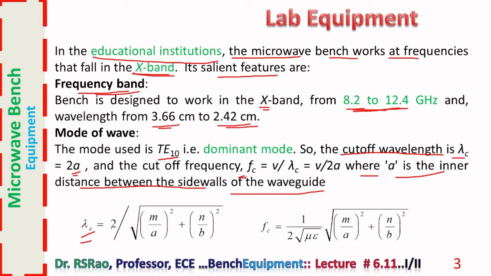Cutoff wavelength is equal to 2 by square root of (m by a) whole square plus (n by b) whole square. Cutoff frequency is equal to 1 by 2 root mu epsilon times square root of (m by a) whole square plus (n by b) whole square. These are general expressions. If we substitute m equal to 1, n equal to 0, we will get lambda c equal to 2a and fc equal to v by 2a. a and b are dimensions of the waveguide.